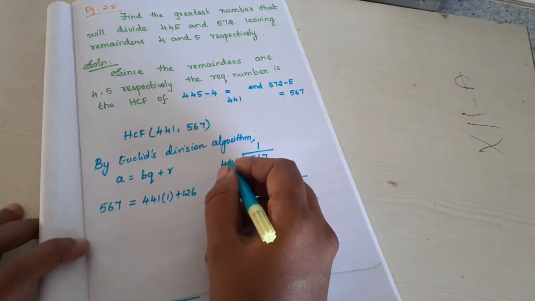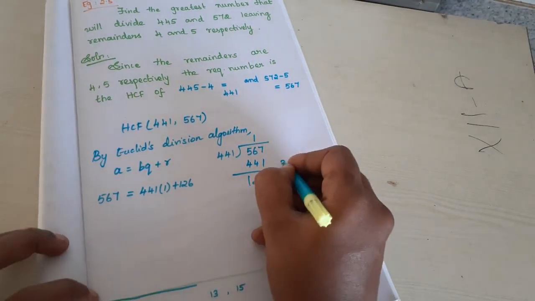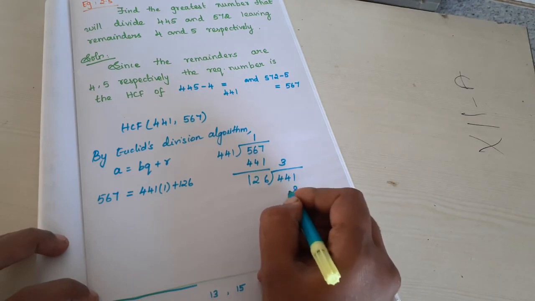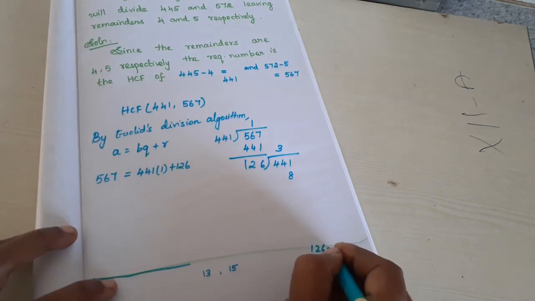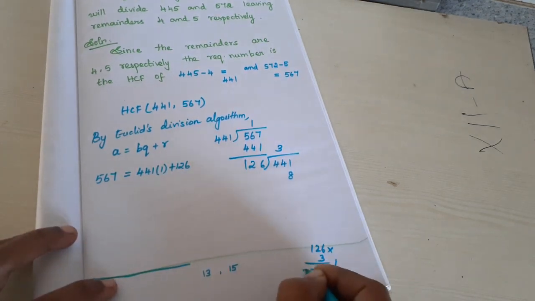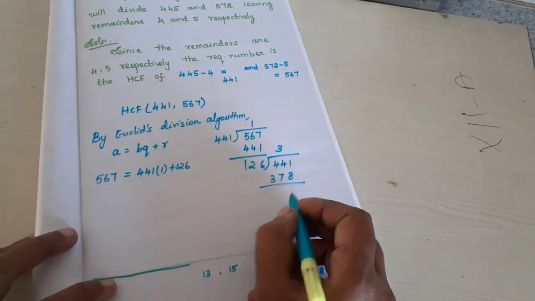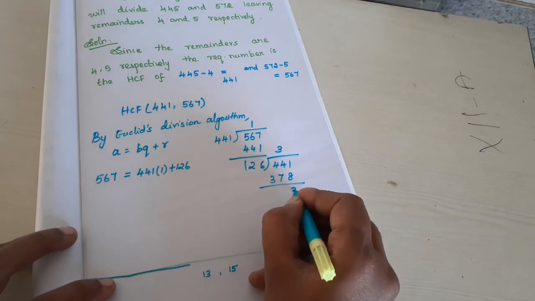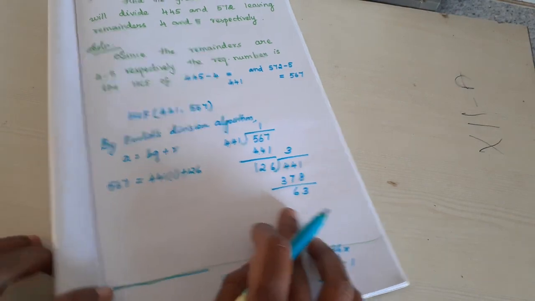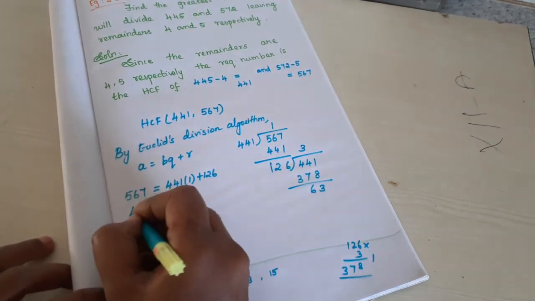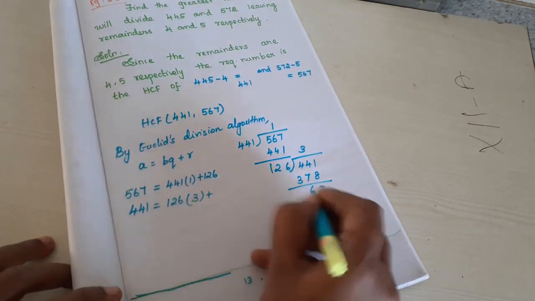So this divisor becomes the dividend, 441. How many times may it go? Shall we check for 3? 6 3s are 18, balance 1. Then 7, so 126 into 3 is 378. What is the remainder? 441 minus 378 is 63. Again we are not getting 0. So we can write this: A is the inside value, B is the outside value, the quotient is 3 and the remainder is 63.